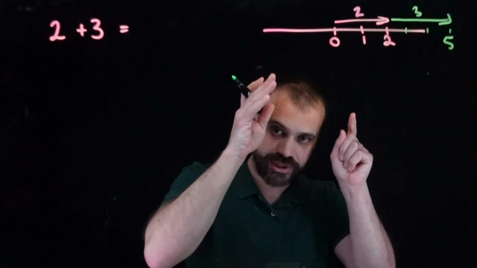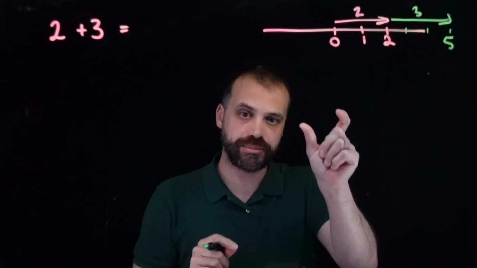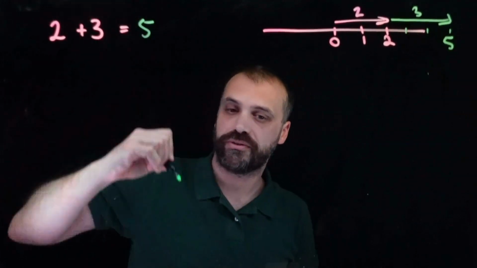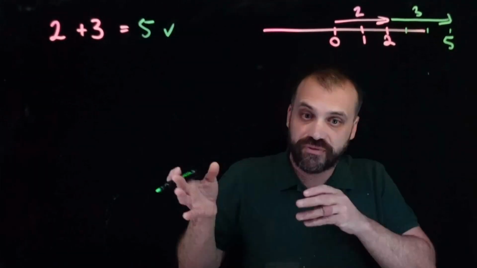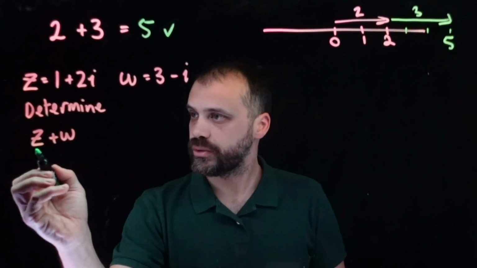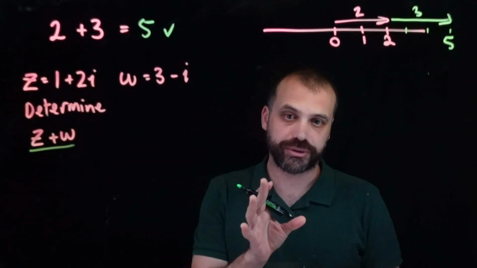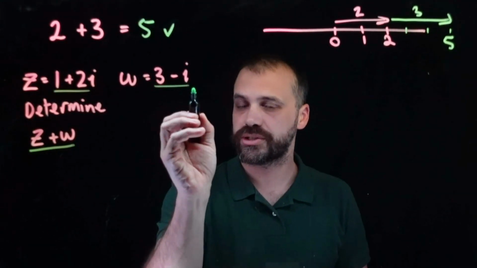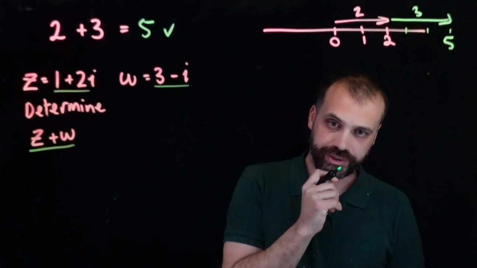All right, keep this idea in your head. To add real numbers, you move along the number line. 2 plus 3 equals 5. Okay, let's fast forward to now and do it with complex numbers. So here's our question. We're going to do z plus w. And z is 1 plus 2i, and w is 3 minus i.